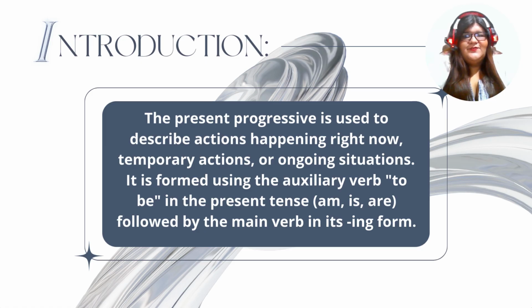So let's begin. We have here the introduction, right? The present progressive or present continuous is used to describe actions happening right now, temporary actions or ongoing situations. It is formed using the auxiliary verb to be in the present tense. For example, is, are. This is the verb to be, right? Followed by the main verb in its ing form. So let's see how it works.